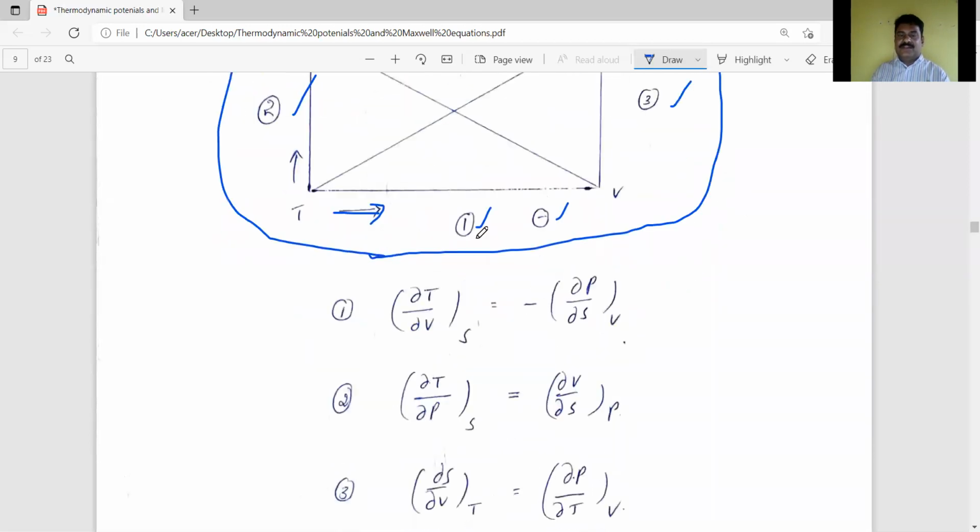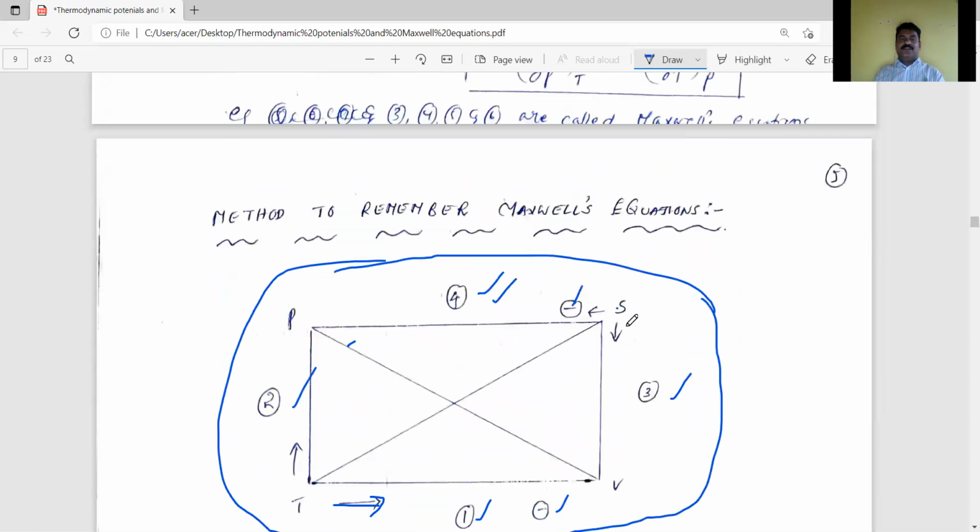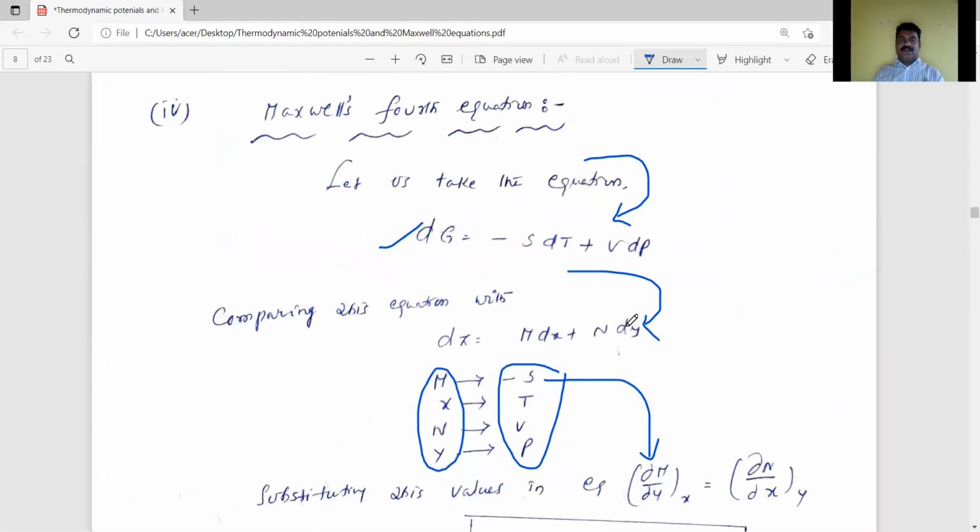So, as the number one is shown with the negative sign, you should have put the negative sign either in this place or in this place. You don't put the minus on either side of the equation. You should put it on just one side of the equation. So, this is equation number one. Now we can see dou T by dou V at S equal to minus dou P by dou S at V. Now, you go for the equals first equation, whether it is correct or not.